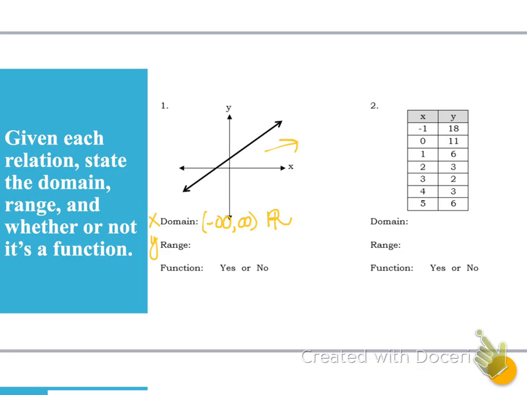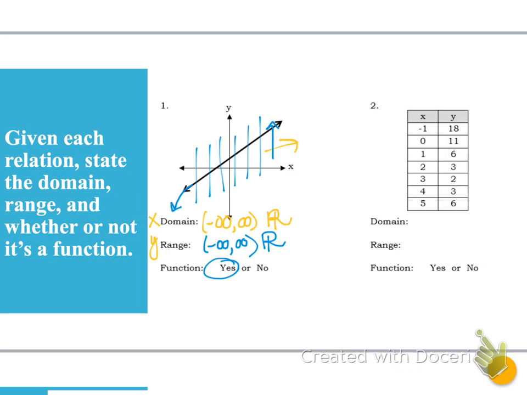Okay, now if I look at my range, the furthest down that it goes, well, it keeps going down forever and ever, so it never ends. So negative infinity. It also goes up forever and ever, so positive infinity. It doesn't hit any walls or curve anywhere. So again, we have all real numbers. If it's a function, it would have to pass the vertical line test. So it looks like if I drew a bunch of vertical lines, it would pass. My x doesn't repeat, so yes, it's a function.